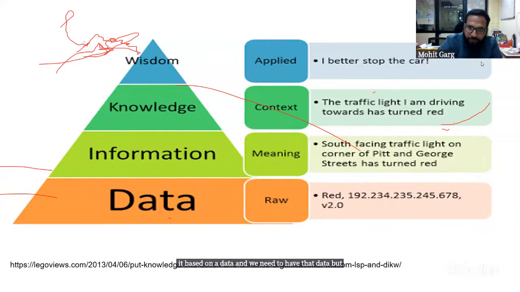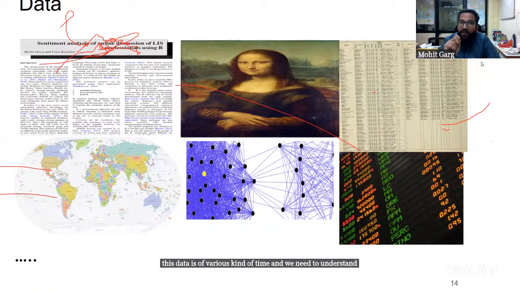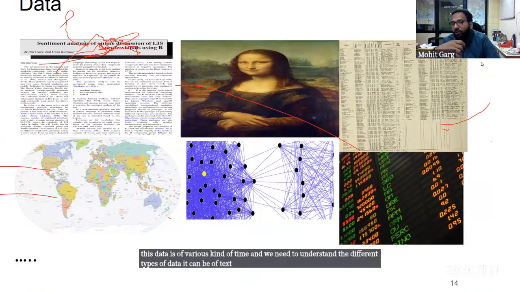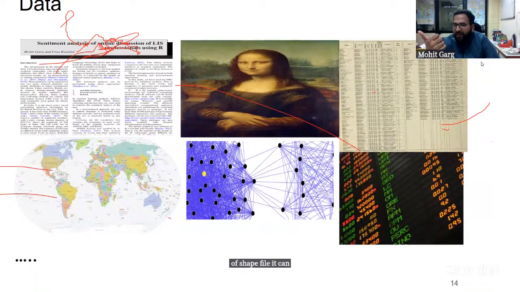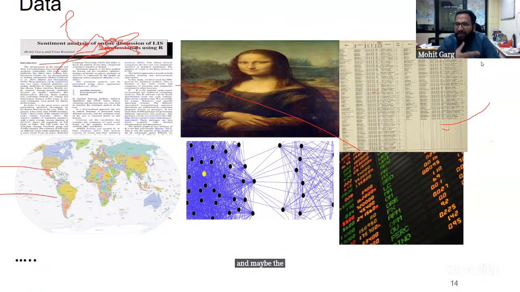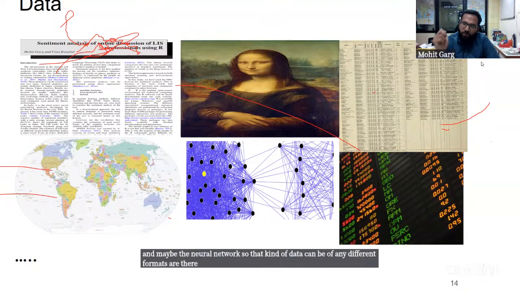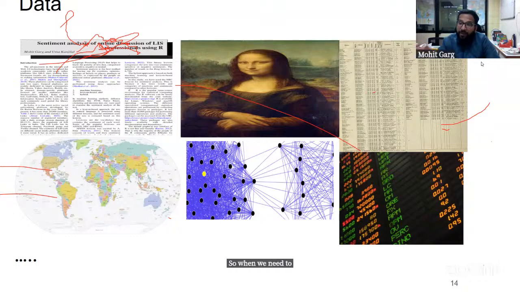But this data is of various types, and we need to understand the different types of data. It can be in text format, a shape file, an image file, latitude-longitude data, a huge number of CSV files with many rows, or maybe a neural network. So the data can be in many different formats. When we need to develop an AI application, we need to know the different kinds of data.